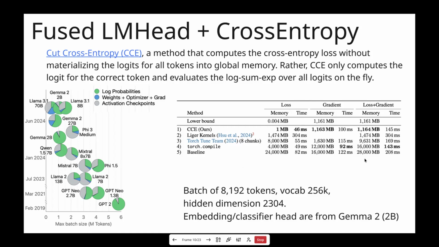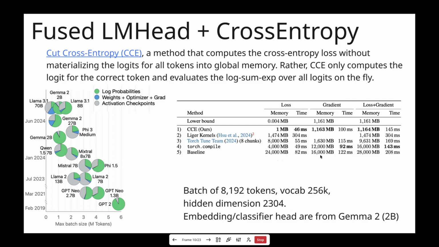So in an eager implementation, even if you do not use torch compile, you take up to 24 gigabytes of memory for, I believe, the Gemma 2 2B model that they were training, with a vocabulary size of 256,000. It was trained on a batch of 8,000 tokens, and the hidden dimension for this model is around 2,000. For these numbers, they ran the baseline in PyTorch, and it took 24 gigabytes only to store the log probabilities, not the whole model.